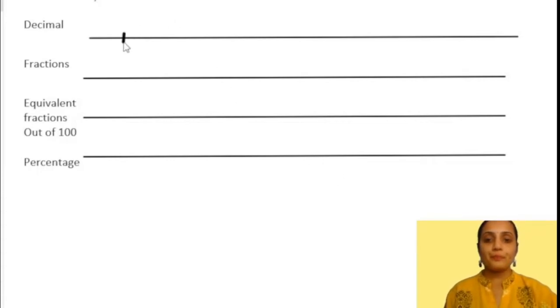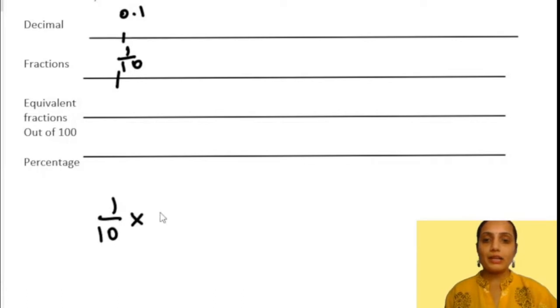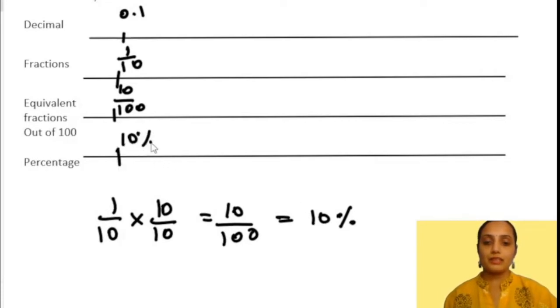The first number that we see is 0.1. Now 0.1 is a decimal which can be converted into a fraction. 0.1 is nothing but 1 by 10. We have to change it into an equivalent fraction with denominator 100. So for 1 by 10, I multiply the denominator by 10, and I do the same thing on the numerator as well. This gives me 10 by 100. Now we can represent the same thing as 10%. That means 0.1 has been represented as 10%.